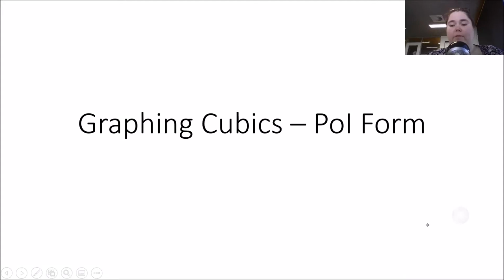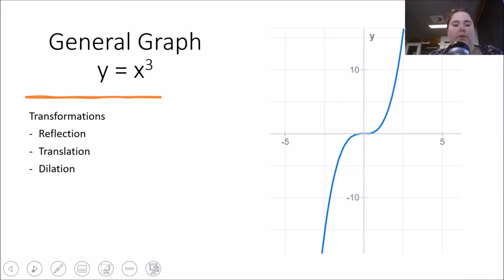Point of inflection graphs. So this is what a point of inflection graph looks like. It is our most basic cubic. It comes in this form. The thing is, the transformations for this are just like the transformations for a quadratic.